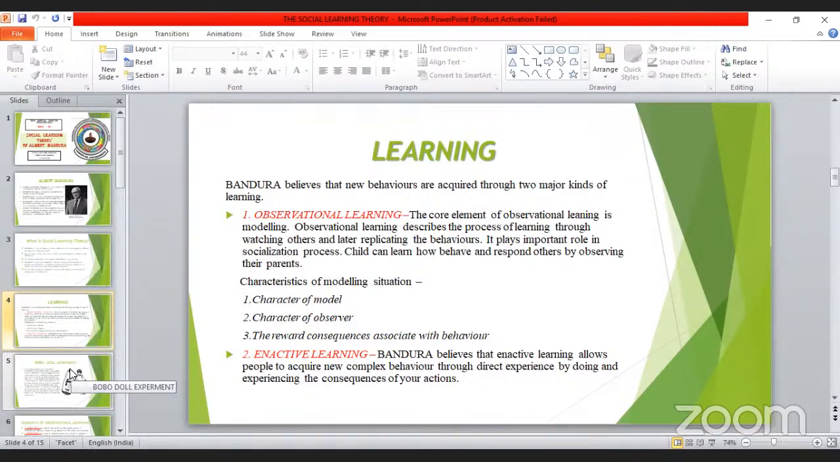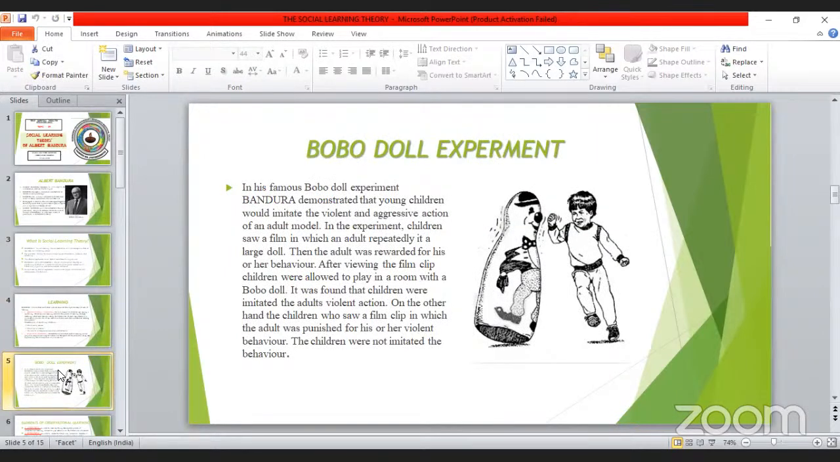To explain his observational learning, Bandura did an experiment known as the Bobo doll experiment, which was already mentioned by Darsh, so I'm also explaining this experiment once again. The Bobo doll experiment is a very famous experiment. Bandura took two groups, suppose group A and group B, children in group A and children in group B.